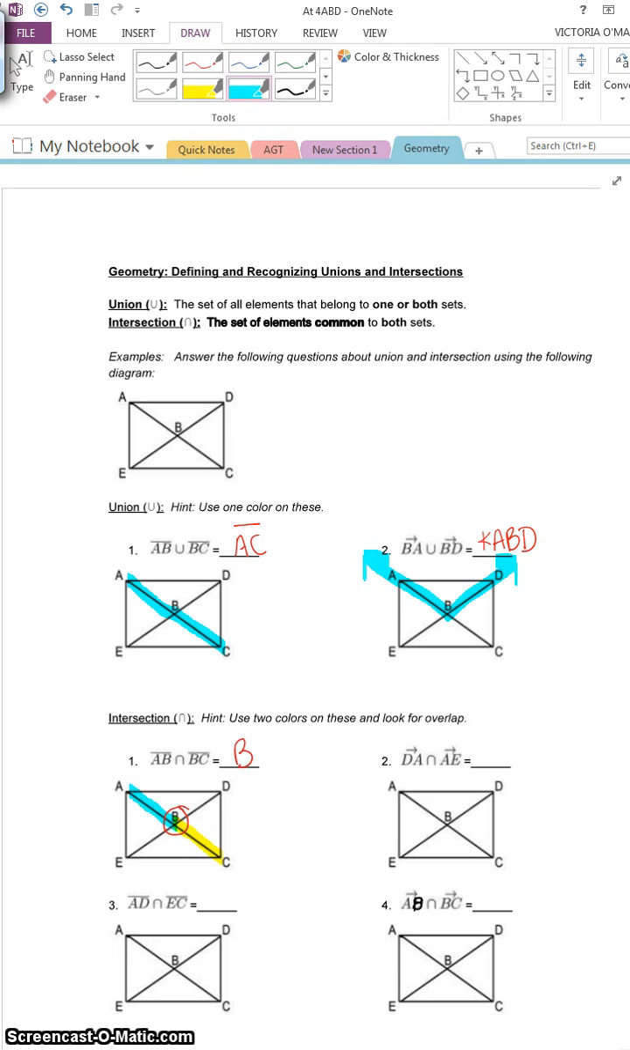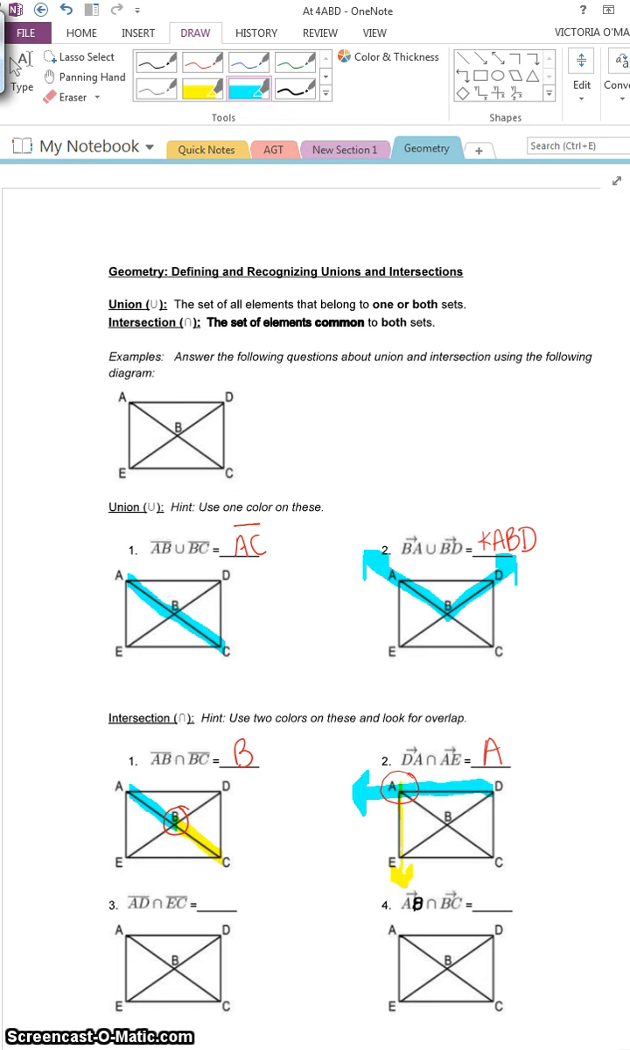Looking at number 2, I start with ray DA. It starts at point D and goes infinitely far in the direction of A. Then I'm going to switch highlighters. I'm going to use yellow. I start at point A and I go infinitely far in the direction of E. Now I look for the overlap between ray DA and ray AE, and I see that they overlap at point A. So the answer to ray DA intersect ray AE is point A.